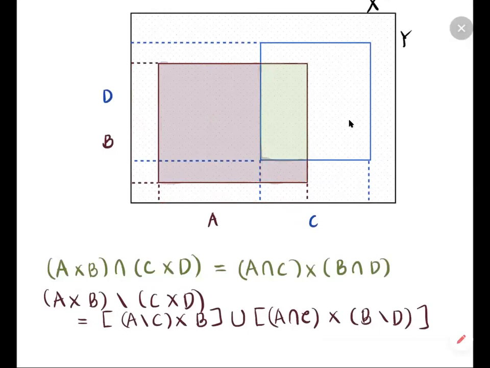So first, the question would be, are these two pairwise disjoint? Of course, from the figure, it is clear, but in terms of these formulas, take note here that the first component contains elements of C. On the other hand, on the first rectangle, the first component does not contain C. So therefore, they are pairwise disjoint.